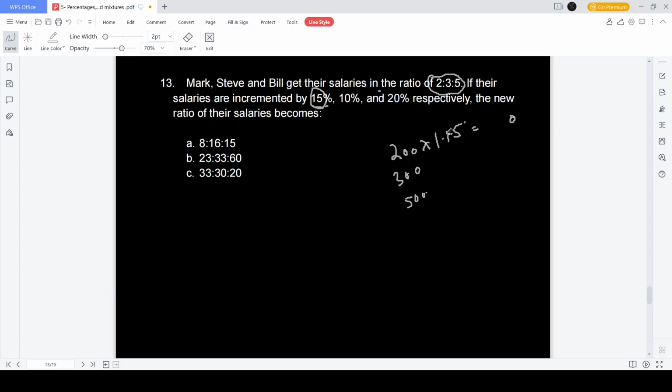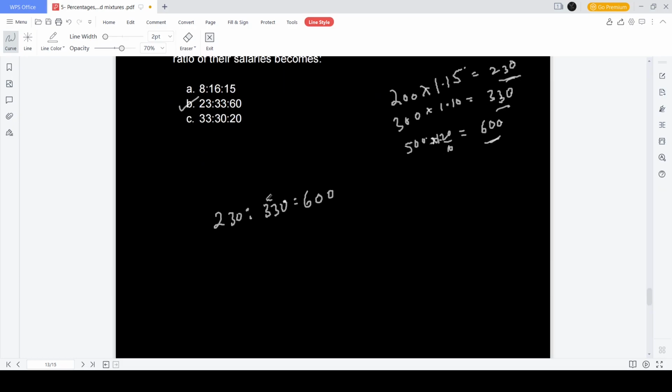So this becomes 230. And if this second person's was incremented by 10%, then their salary would be 330. And the last person, if it was incremented by 20%, that becomes 120 by 100, that is 1.2. This becomes 600 rupees. So now we have to find out the new ratio. Simply write it as 230 is to 330 is to 600. So 10 cancels everywhere. You get 23 is to 33 is to 60. That's the answer.